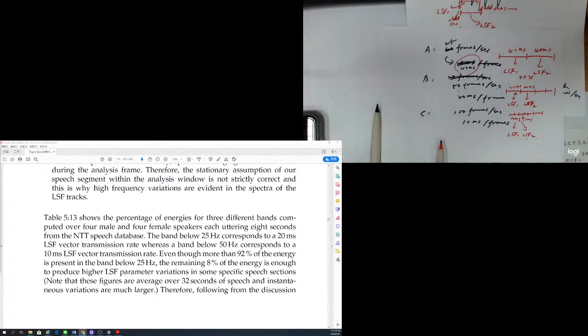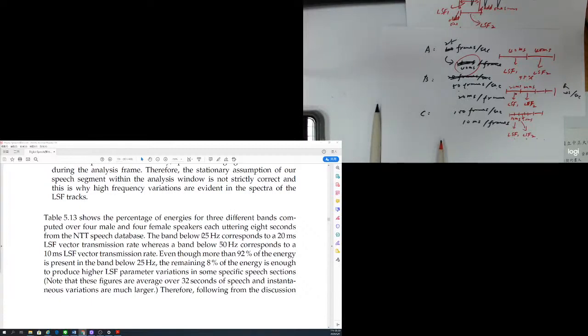You can see in Table 5.13 they show the percentage of energy in 3 different bands. They computed it over 4 male and 4 female speakers, taking 8 seconds of speech from the NTT speech database, from Nippon Telegraph and Telephone in Japan.